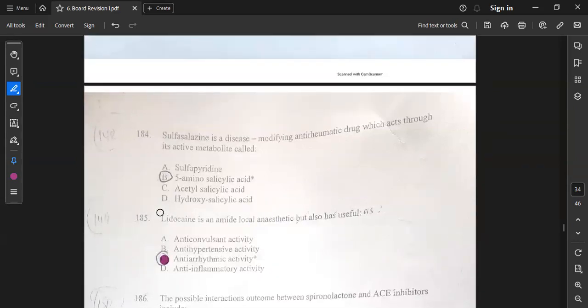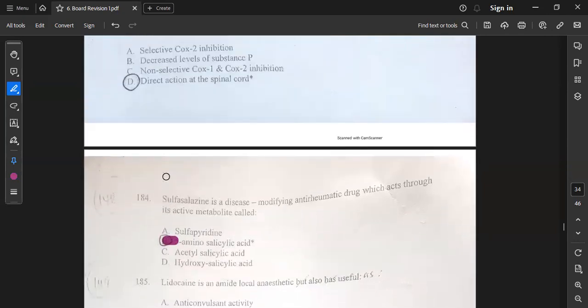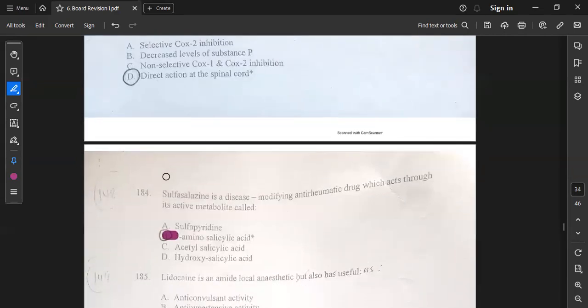Sulfasalazine is a disease-modifying anti-rheumatic drug that acts through its active metabolite called 5-amino salicylic acid. What is sulfasalazine mostly used for? Over here, it says anti-rheumatic, but what are the other indications for sulfasalazine? Yes, IBD, ulcerative colitis. Ulcerative colitis, yeah. Crohn's disease, yeah. Is it used for burns? The one that is used for burns is called what then? Sulfadiazine. That's sulfadiazine, not sulfasalazine.